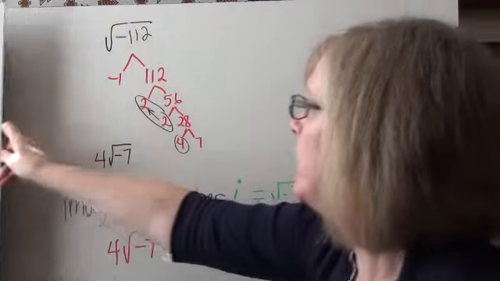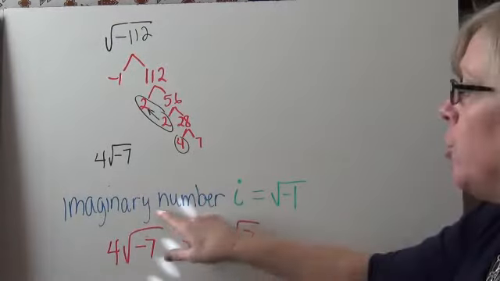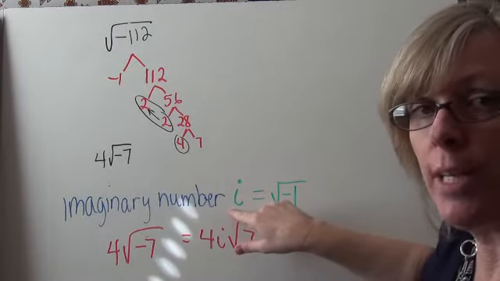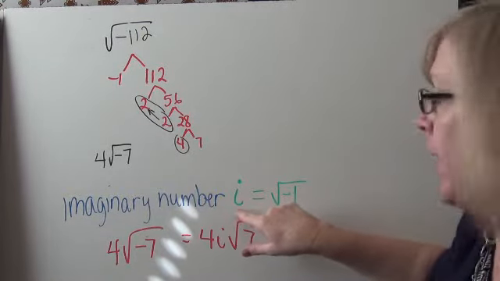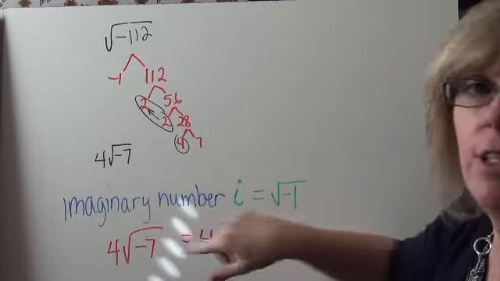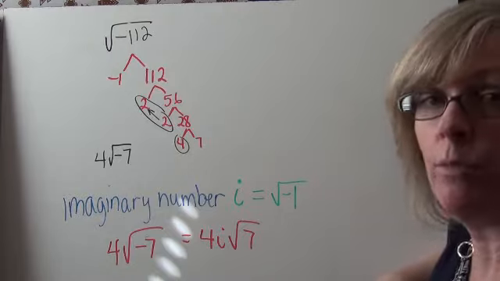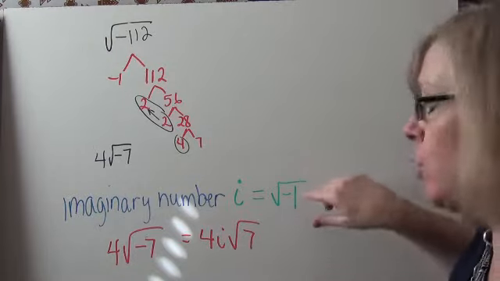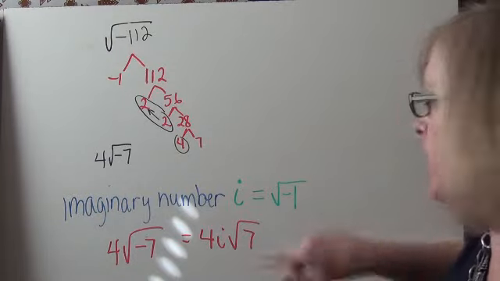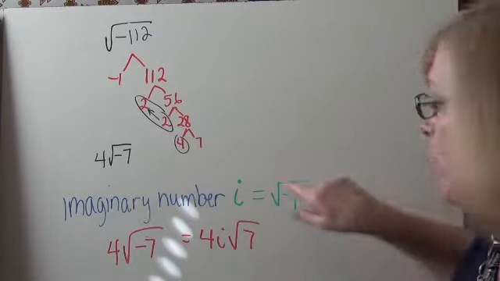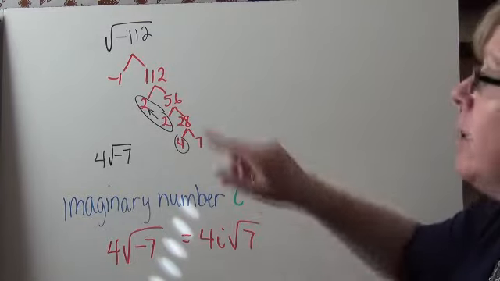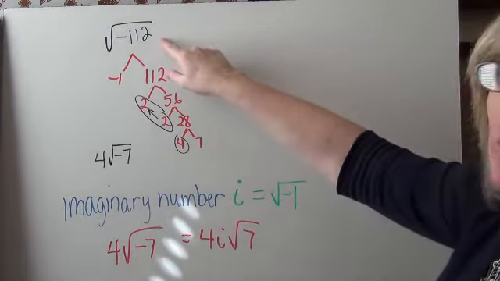In order to account for this situation, there's a new number called an imaginary number, and it's an i. This is like a cursive i for imaginary. Okay? What i represents is the square root of negative 1. The situation when I have a square root that has a negative number inside means that I can bring the negative 1 out as an i. So let's come up here. I had my negative 112.